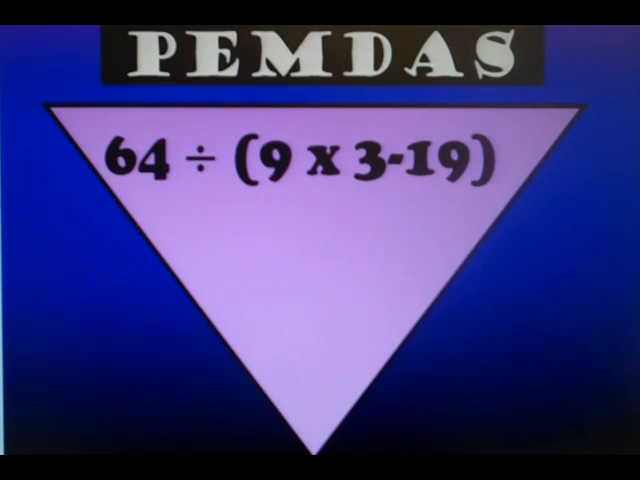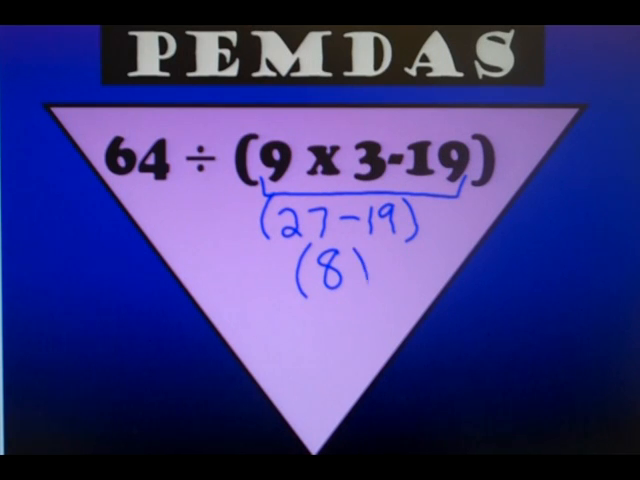This problem, we're beginning with our parentheses again. But in this situation, we have more than one operation to do inside of our parentheses. So we need to decide what to do first. Well, there's no exponents, so we're going to multiply first. 9 times 3 will give me 27. Then, to tidy up inside the parentheses, 27 minus 19 will be 8. Final step, 64 divided by 8 equals 8.